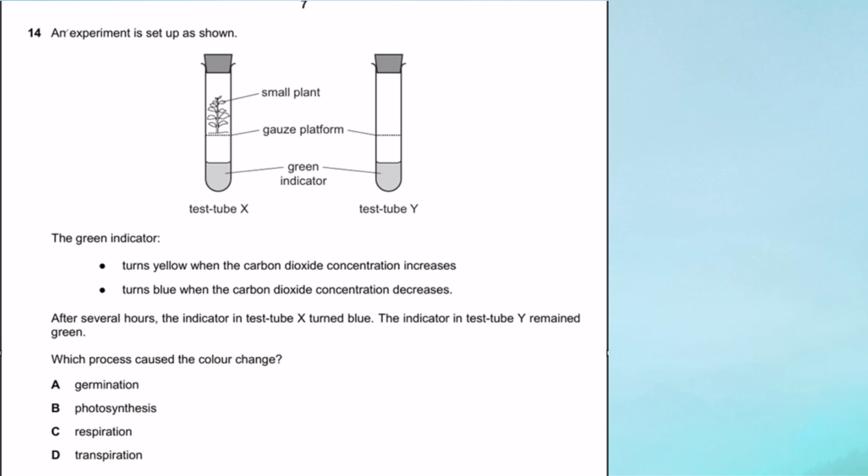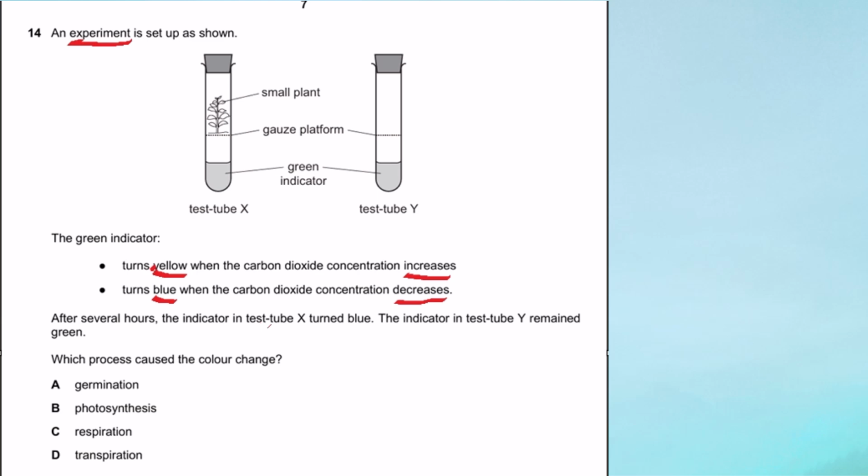Here's another one that contains an experimental setup. We've seen more and more of those in the multiple choice over the years. And there's a lot of info to it. The important thing is here we have a plant and we have an indicator here. And we're told the indicator will turn yellow when CO2 increases, and we're told it turns blue when CO2 decreases. We don't have to know what the indicator is, we just have to know this.